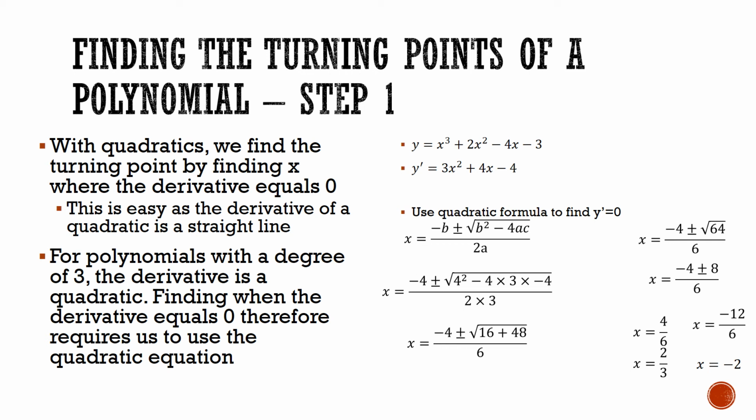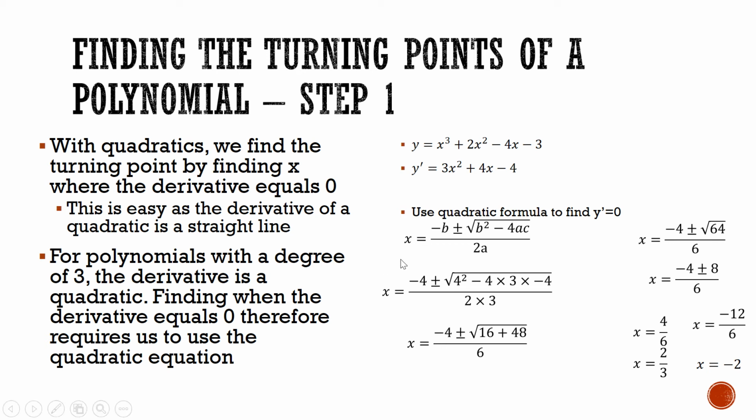The steps for finding the turning points of a polynomial are a relatively in-depth process. With quadratics, when we wanted to find the turning point, we found the derivative and found out where the derivative equals 0. Remember, the derivative is the slope. So if the slope is 0, by definition, that has to be a turning point.